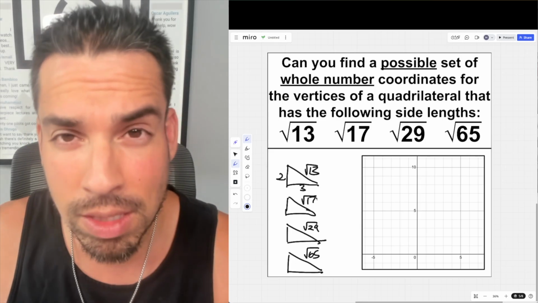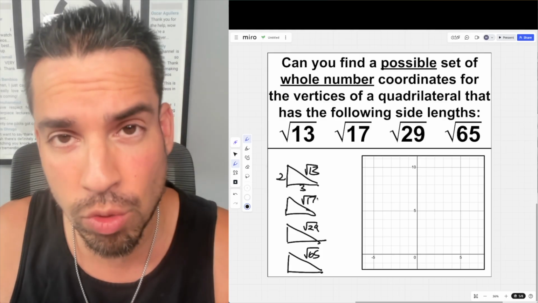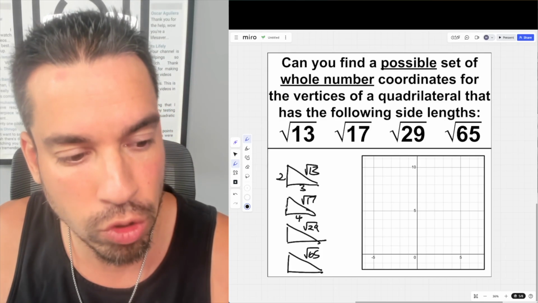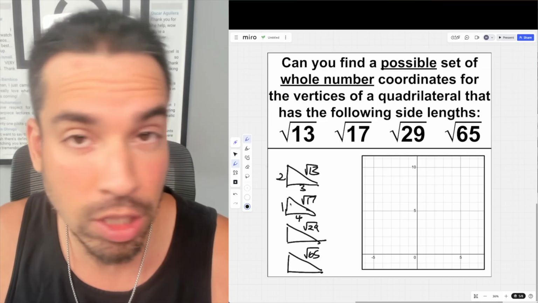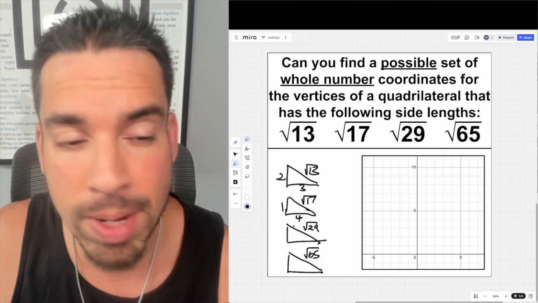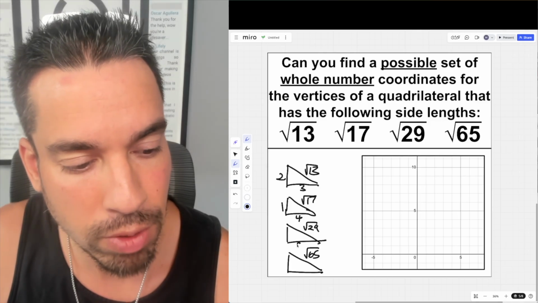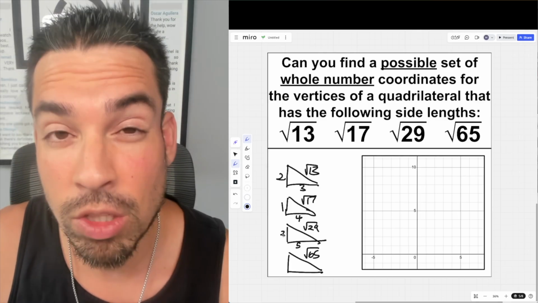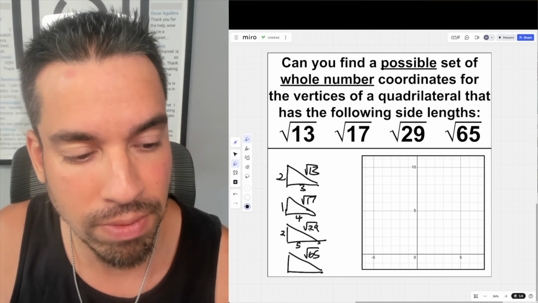Okay, so now I've got one potential triangle that's going to give me a nice hypotenuse of rad 13. What about 17? What two perfect squares add up to 17? That would be 16, which is 4 squared, and 1, which is 1 squared. 1 plus 16 is 17. What about 29? Well, how about 5 squared is 25, plus 2 squared, which is 4. 4 plus 25 is 29.